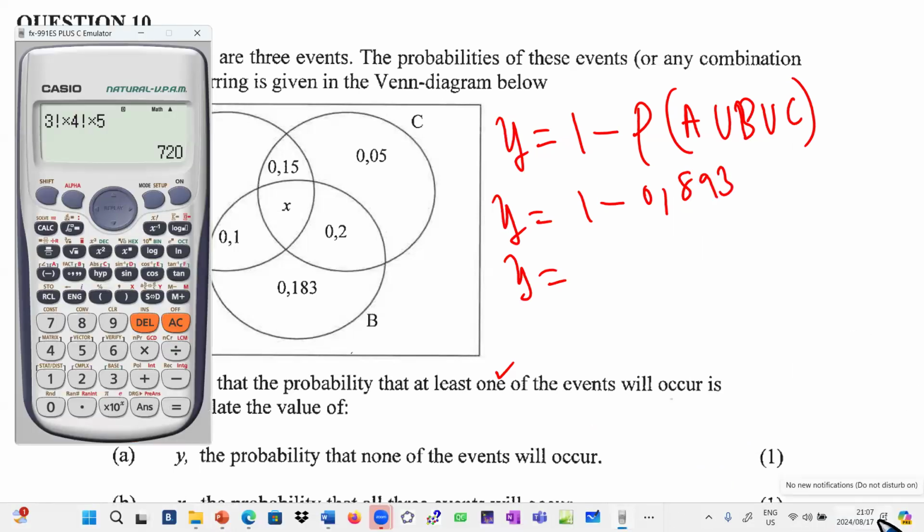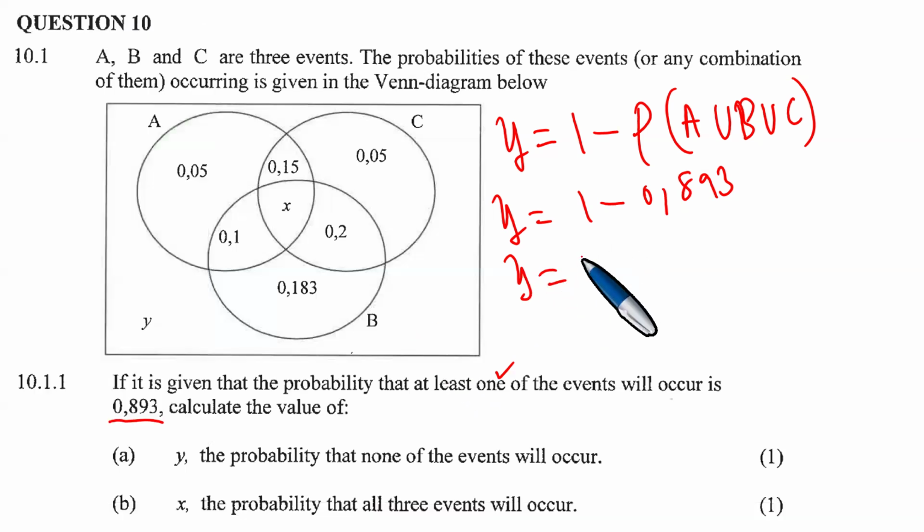Using our calculator, we get 1 minus 0.893, and that is 0.107. That's the answer.